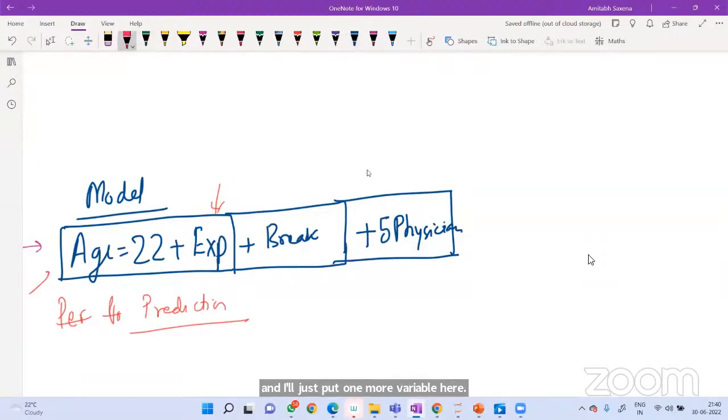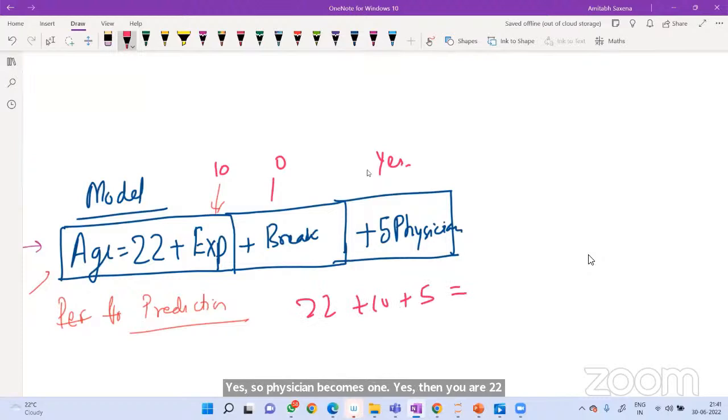Now I will ask a person, okay, can you tell me how many years of experience? I have 10 years of experience. Did you take any break? No. Are you a physician? Yes. So physician becomes one. Then you are 22 plus 10 plus 5 years. So that means you are 37. So I have started predicting.